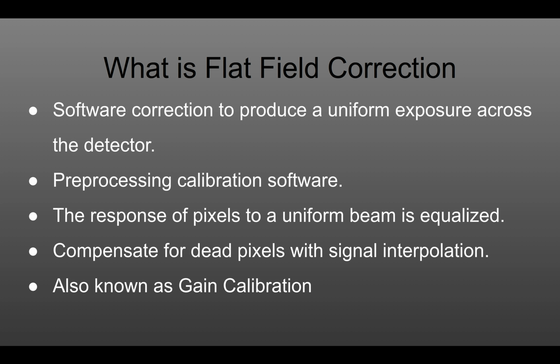So according to Bouchon, flat field correction is software that creates a uniform response in the image receptor to a uniform X-ray beam. It is performed to equalize the response of each pixel to a uniform beam. This is a pre-image processing function that manipulates the image before it is displayed in order to reduce artifacts. Another pre-processing function is signal interpolation, which assigns a value to a dead pixel that is an average of the pixels surrounding it. Flat fielding is also known as gain calibration.